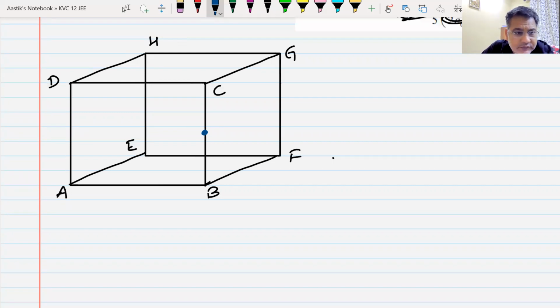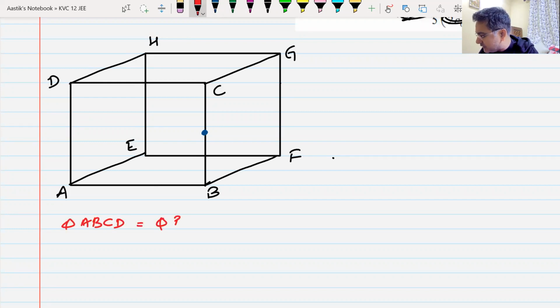Yes, sir. Flux through A, B, C, D and B, C, F, G is 0, sir. The flux is how much? 0. Well done. Flux through A, B, C, D will be same as flux through B, C, G, F, and the answer is 0. Well done. Next: which is same, which is different?